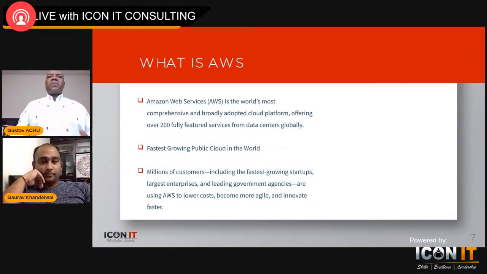So what is AWS? I'll let Gaurav just go in at a very high level, because a lot of our audience are new to the concept. Just tell us a little bit, what is AWS?